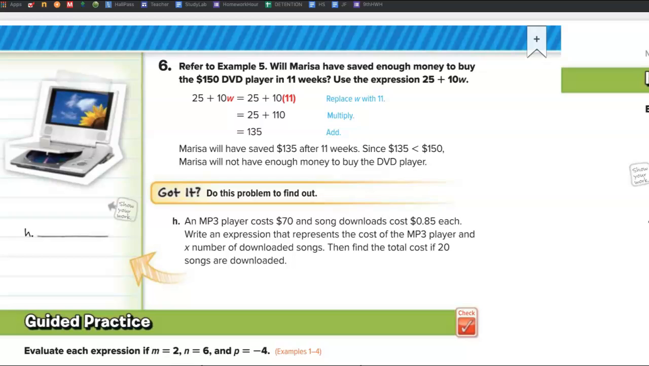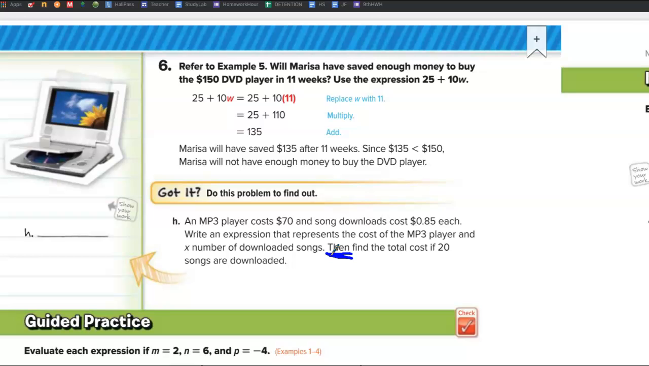An MP3 player costs $70 and song downloads cost 85 cents each. Write an expression that represents the cost of the MP3 player and X number of downloaded songs. Then find the total cost if 20 songs are downloaded. Okay, there's this "then" word. A lot of you are going to skip through the "then" word. There are 2 different answers. I have to write the generic formula, just like we did in example 4, and then I have to actually solve for the second part like we just did in the last example. So there are 2 answers to this question.